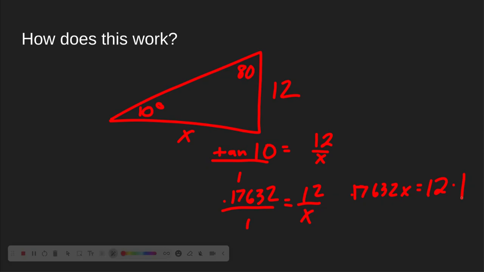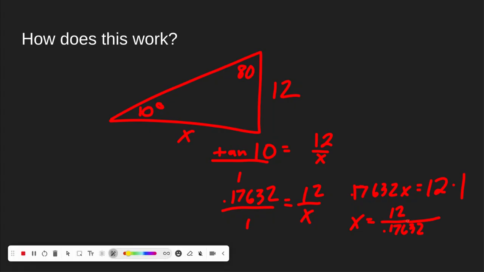So Isaac, can you do 12 divided by 0.17632? Or if you're working in a graphing calculator, it's even more accurate to just do 12 divided by the tangent of 10. But what do you get for that, Isaac? How many decimal places? I don't care. 68.058. So I'll call it 68.06. Now look at the difference.